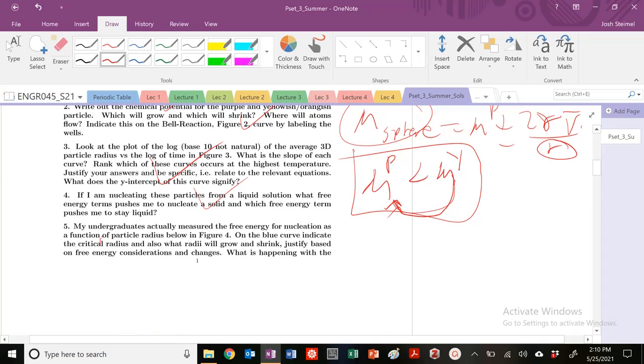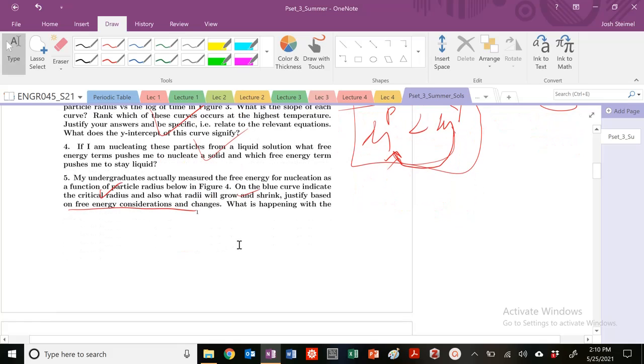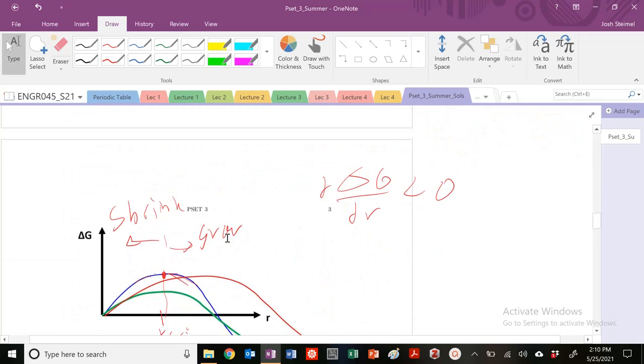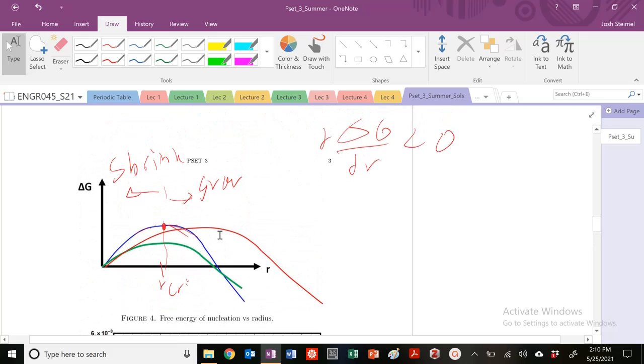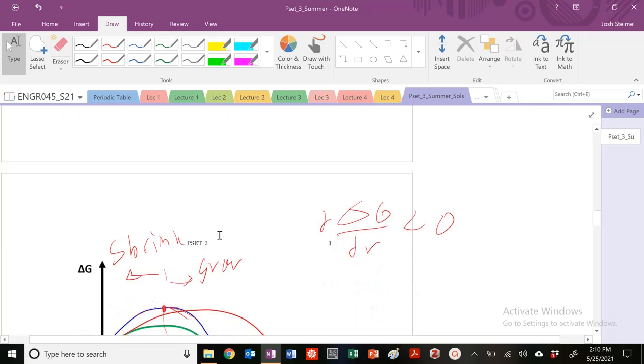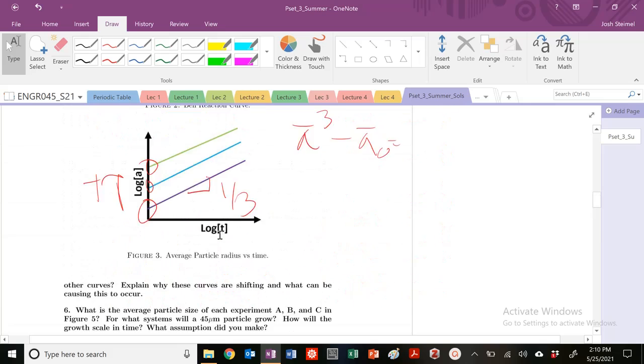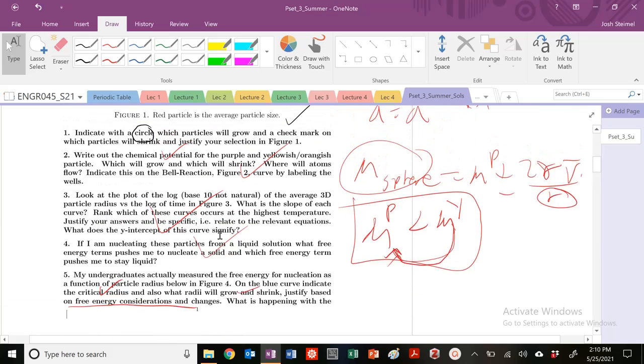Blue curve indicates the critical radius. What radii will grow and shrink? We explain basically free energy considerations. Again, small critical radii is the same idea: small radii have high surface area and low volume. Large particle sizes will grow because of large volume and small surface area.